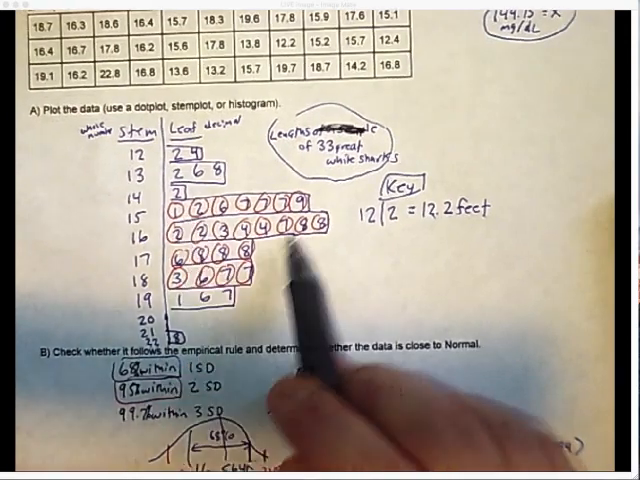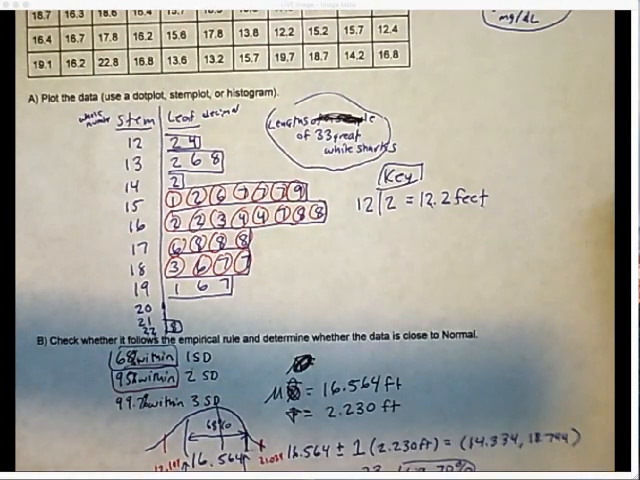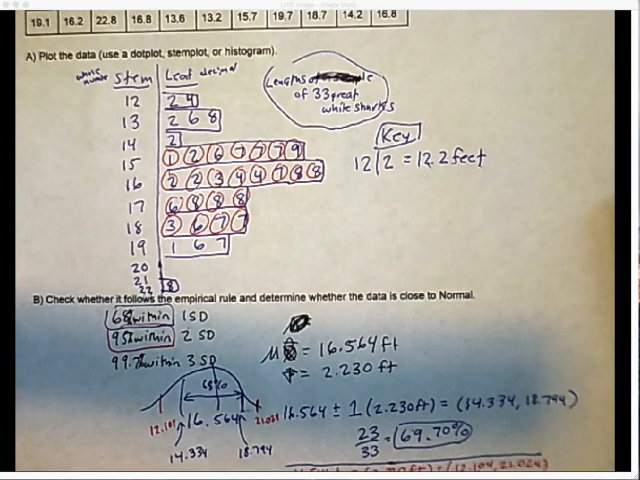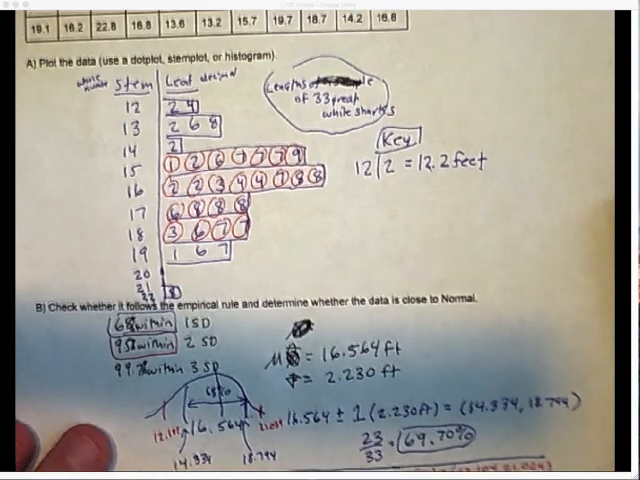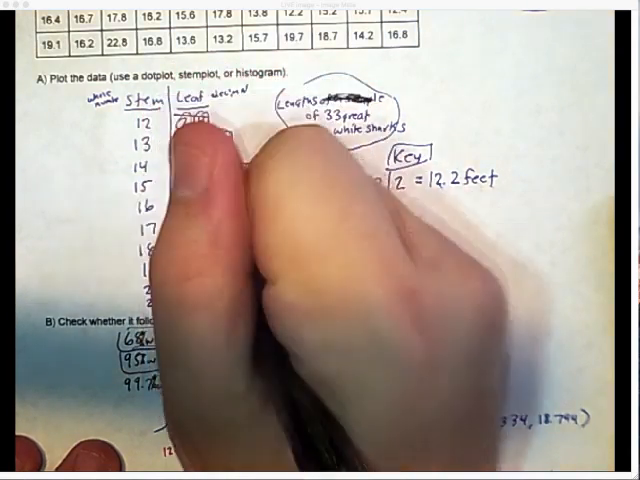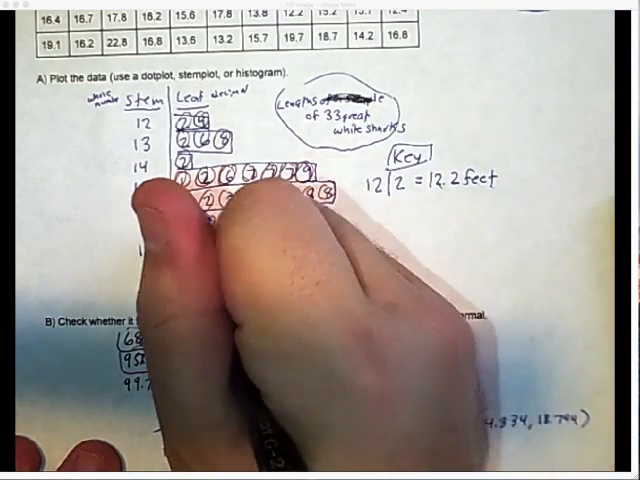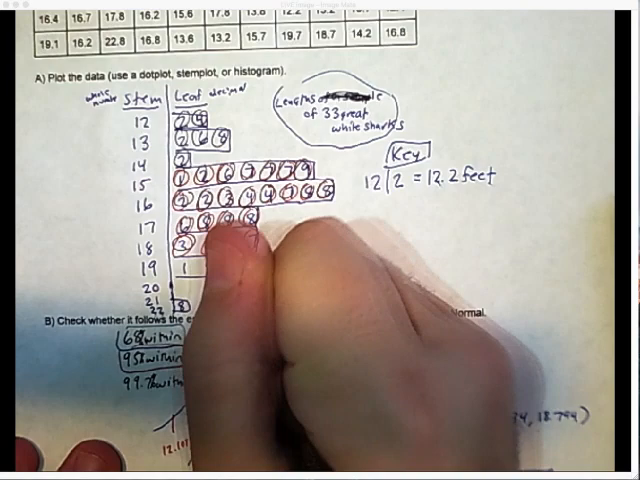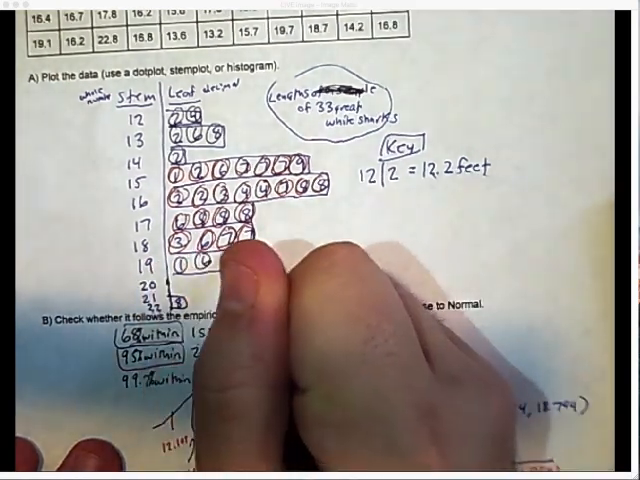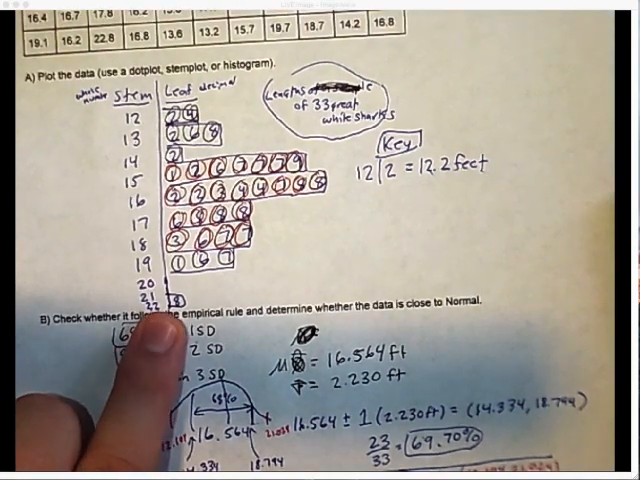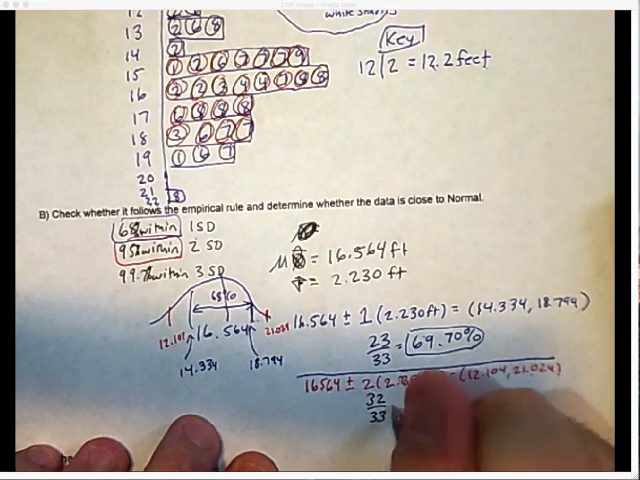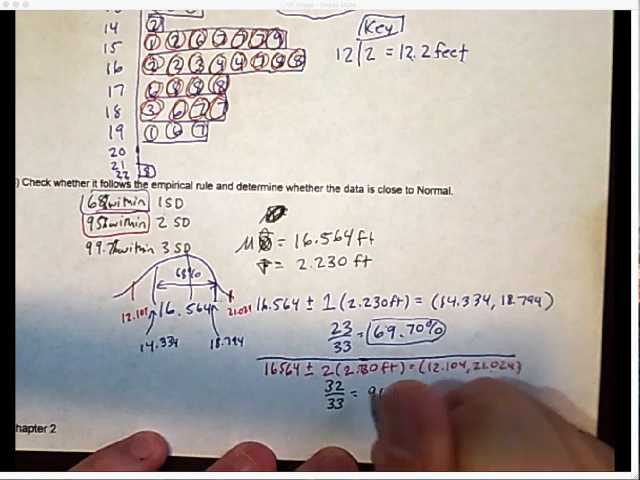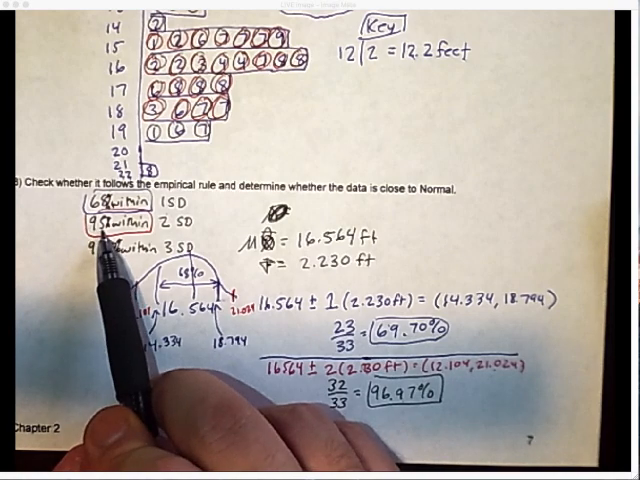So for these numbers in red, there were 23 numbers I already circled that were within 1 standard deviation. Those are also going to be within 2 standard deviations. So circle all the numbers that are bigger than 12.104 and less than 21.024. There's 1, 2, 3, up to 32. I can't include this one though. So 32 out of the 33 are within 2 standard deviations. And 32 divided by 33 is 96.97%. This number is not 95%, so it's slightly off.